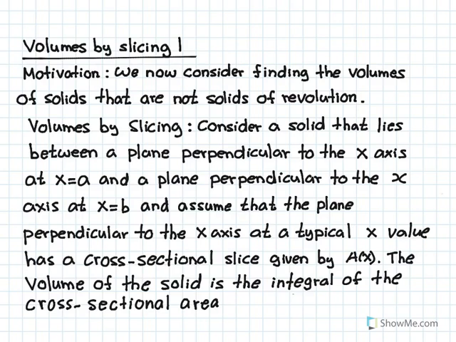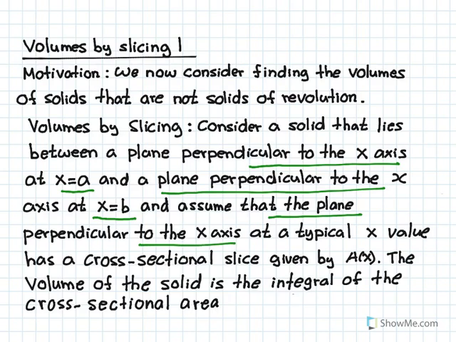So, volumes by slicing. Consider a solid that lies between a plane perpendicular to the x-axis at x equals a and a plane perpendicular to the x-axis at x equals b, and assume that the plane perpendicular to the x-axis at a typical x value has a cross-sectional slice given by A of x. And the key concept is that the cross-sectional slice has to be perpendicular to the direction in which you will integrate the slice. So the volume of the solid is the integral of the cross-sectional area.